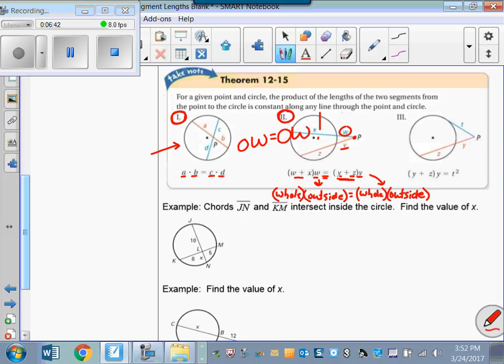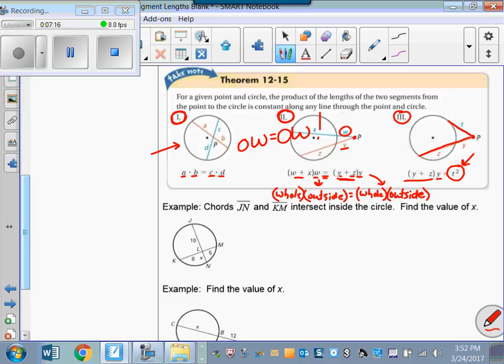Okay, now if one of our segments is a tangent, like this one right here in scenario 3, look what we have. We have t squared equals, once again, the outside times the whole. You can still think of ow, ow when you have a tangent, because if I look at t squared, the outside is t and the whole is also t. So that's still outside times whole, right? It's just the outside and the whole equal the same thing.